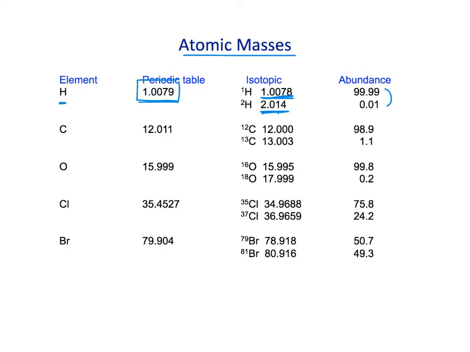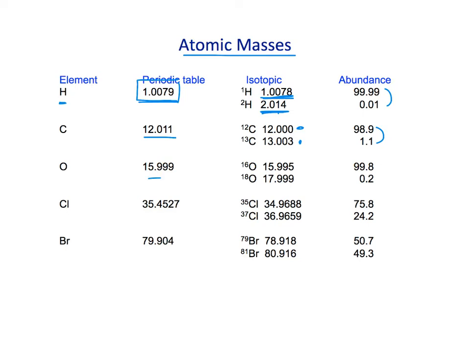If we look at the mass of carbon, a periodic table says 12.011. But that comes from a 98.9 to 1.1% ratio of carbon 12, which has a mass of exactly 12.000, to carbon 13, which is 13.003. Okay, let's continue on.